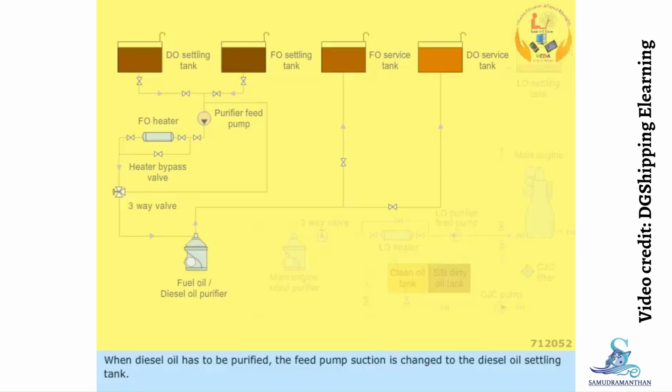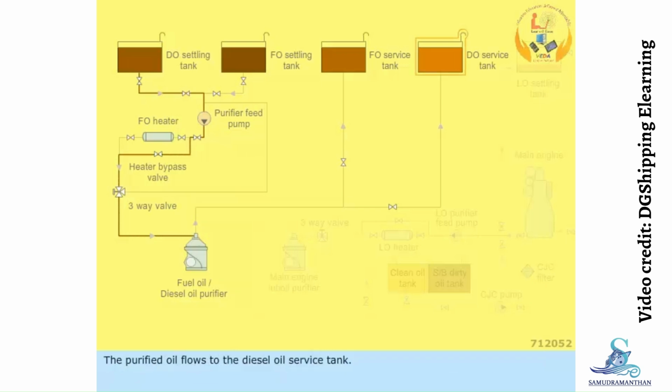When diesel oil has to be purified, the feed pump section is changed to the diesel oil settling tank. The heater is bypassed by opening the heater bypass valve, as diesel oil does not require heating for purification. The purified oil flows to the diesel oil service tank.